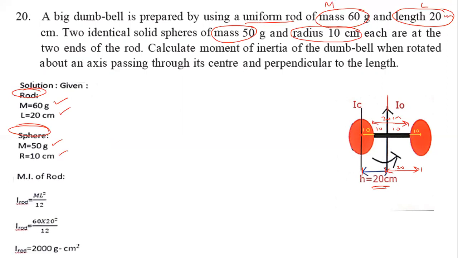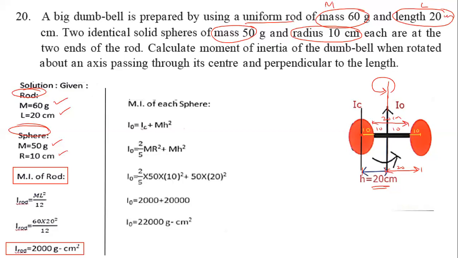Now we find out MI of the rod first. MI of the rod about an axis which is passing through the center of the rod and perpendicular to its length, the formula is ML square by 12. M is 60 multiplied by L is 20 square divided by 12. After solving this, we get 2000 gram centimeter square is the moment of inertia of the rod.